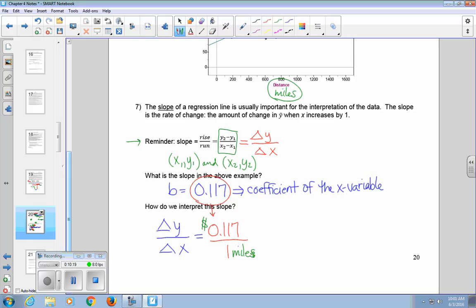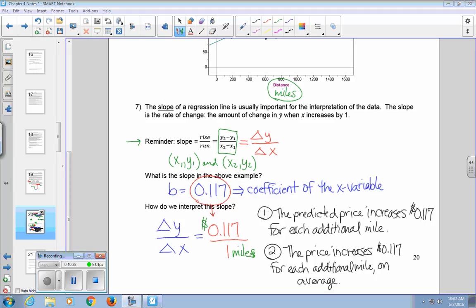One way to say this is that the predicted price increases $0.117 for each additional mile. Or you could say that the price goes up or increases $0.117 for each additional mile on average.